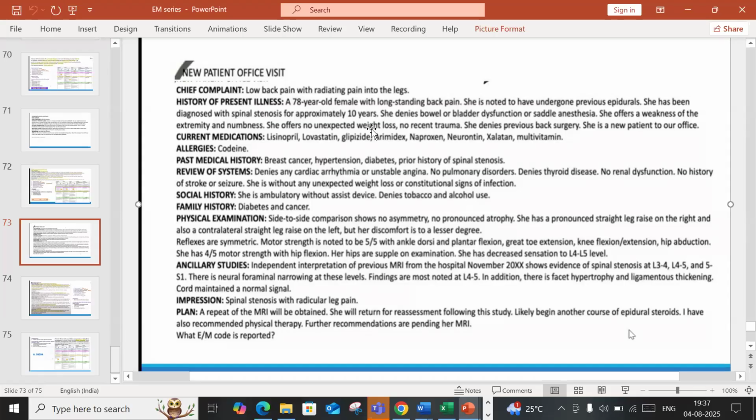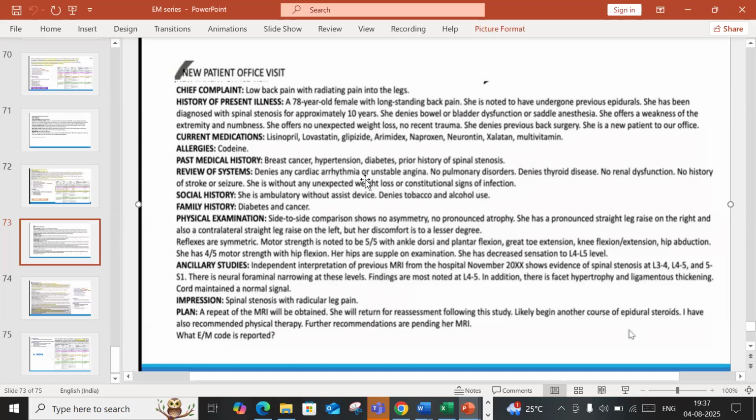We don't get live records outside the industry, so there are a lot of security rules. That is why we are not seeing these examples with the live record. This is the dummy record, but the format should be in this form. The prescription format should be in this way. It should have HPI, PMH, ROS, physical examination, impression and plan.